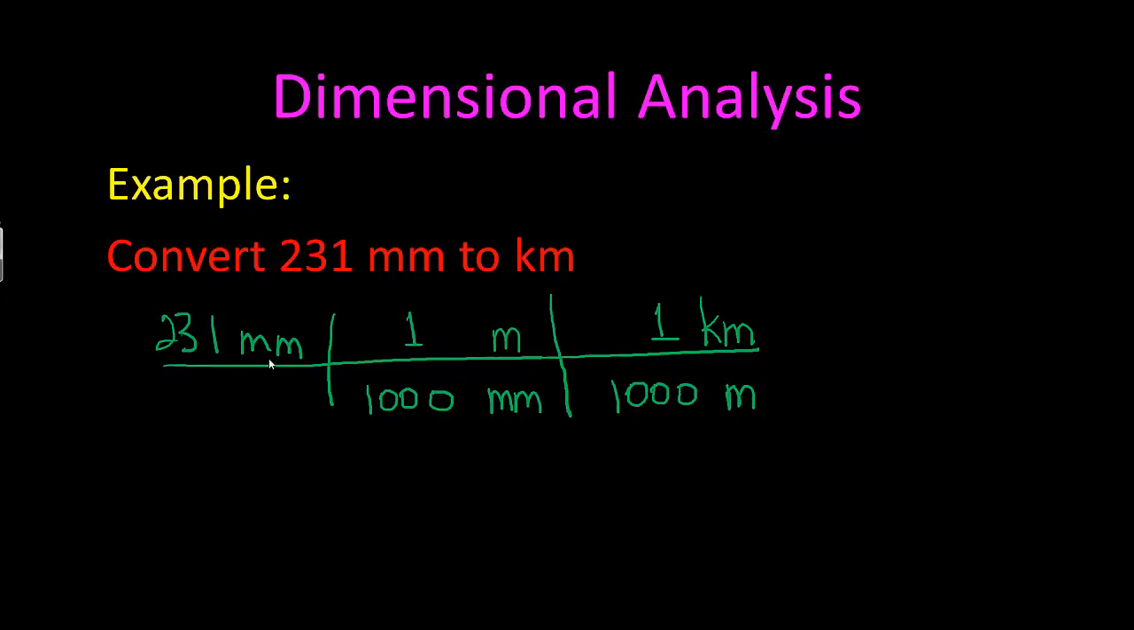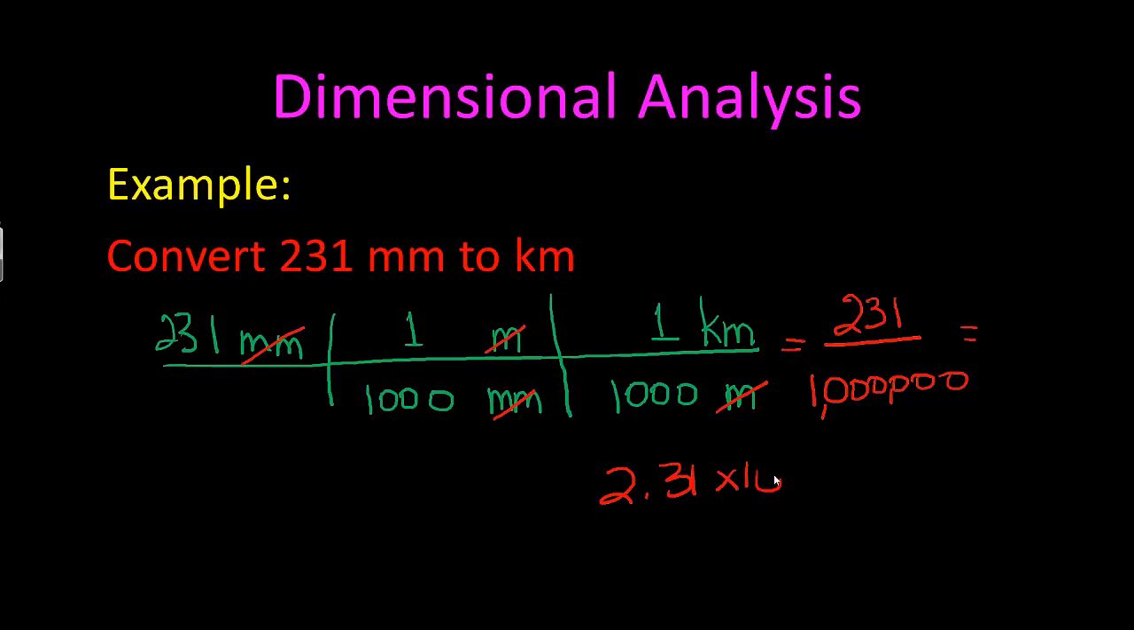Now we're going to cancel our units. Same units that are on top and on bottom go away. We've got a meter on top and a meter on bottom. They go away. Now what we're going to do is take 231 times 1 times 1, and that is equal to 231. And then we're going to divide it by everything on bottom, which is 1,000 times 1,000, which is 1,000,000, which is equal to 2.31 times 10 to the minus 4, and we're left with kilometers. So that's what our units are in.